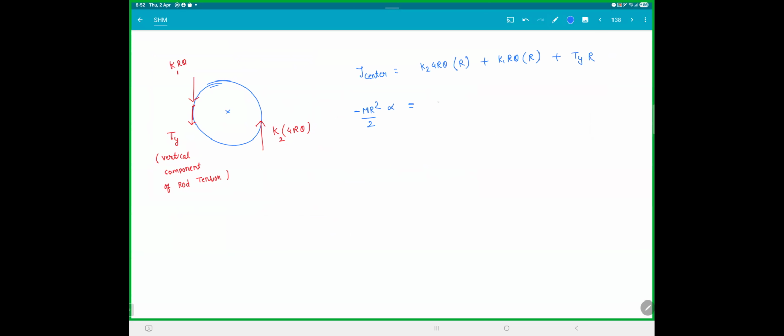K2 R square theta. R square goes off, you end up with alpha is equal to minus 2 by m (16 K2 plus K1) theta. This is your omega square, everyone. If you send 2 inside, you get 32 plus 2K1. And that is your 32 plus 2K1.